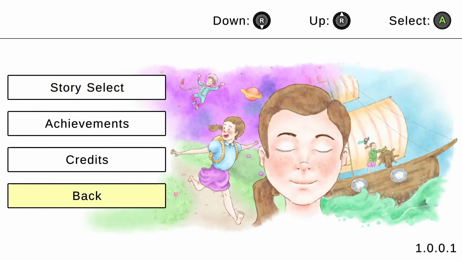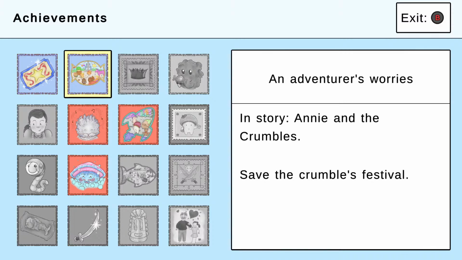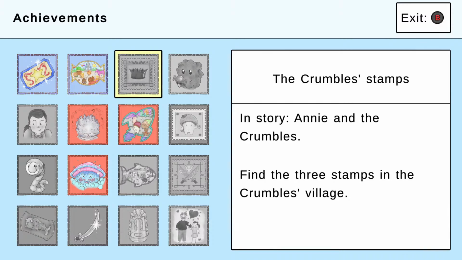Story select. Back. Achievements. Achievement 1 of 16. Gain access to the Crumbles Festival. Achievement unlocked in story Annie and the Crumbles. Achievement 2 of 16. An Adventurer's Worries. Save the Crumbles Festival. Achievement 3 of 16. The Crumbles Stamps. Achievement locked. Find the 3 stamps in the Crumbles village.